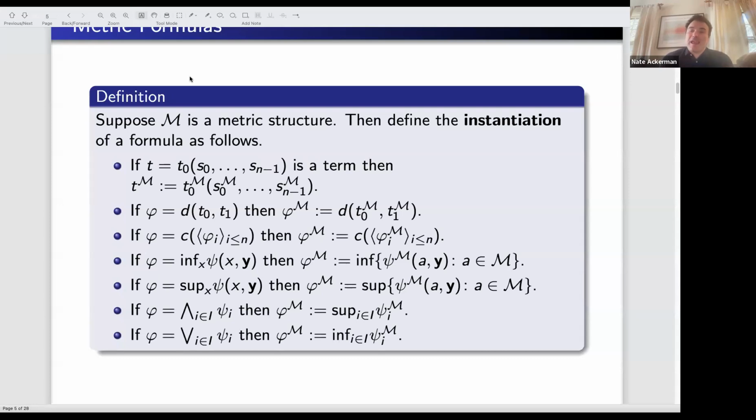So once you have a formula and you have a structure, you need to define a way to instantiate formulas via structures. And this goes exactly the way you think it would. Terms are instantiated as the functions that they correspond to. The distance relation is instantiated as the actual distance function in the metric space. For the connectives, you just apply the connective to the instantiations of its inputs. Infimum and supremum are interpreted exactly the same way, and similarly with conjunctions and disjunctions, which are the sup and inf of the corresponding formulas you're taking the conjunctions and disjunctions of.